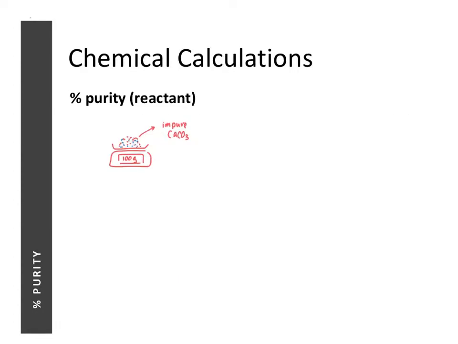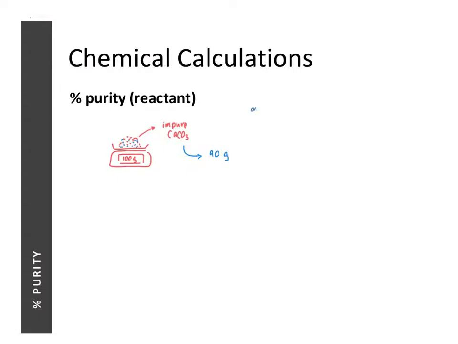Now the next term that we're going to look at is called percentage purity. Now imagine if I have a sample of impure calcium carbonate, right? Meaning calcium carbonate contaminated, mixed with something else. Alright, and the total mass of this pile of solid is 100 grams. Now based on some subsequent experiments, I found out that out of this 100 grams of impure calcium carbonate, only 90 grams is actually calcium carbonate.